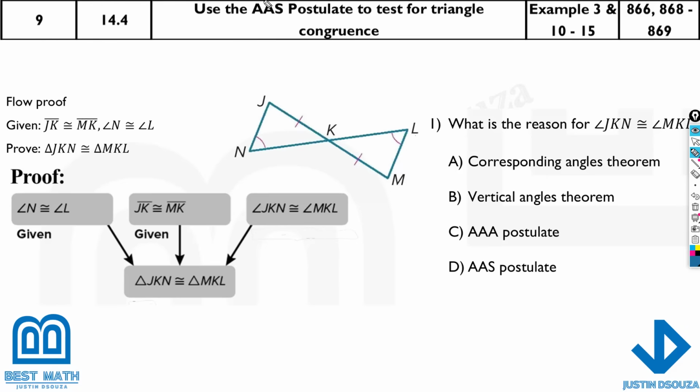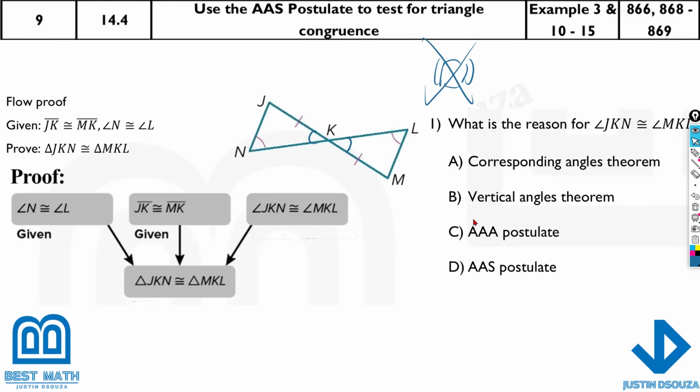The objective of this topic is the AAS postulate. That means angle, angle, side, isn't it? So we have one side, we have one angle. We need to look for one more angle. When I look here, this is the vertically opposite angle at K. Whenever we have opposite angles like this, they're equal. So we can easily say JKN must be congruent to LKM. Why? Because they're vertically opposite angles, the vertical angle theorem.